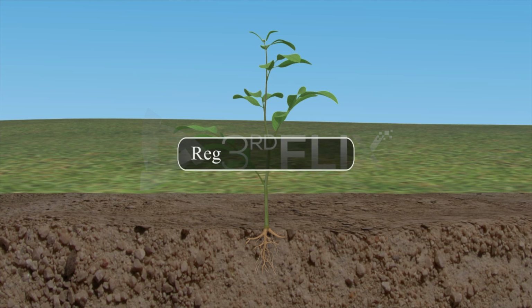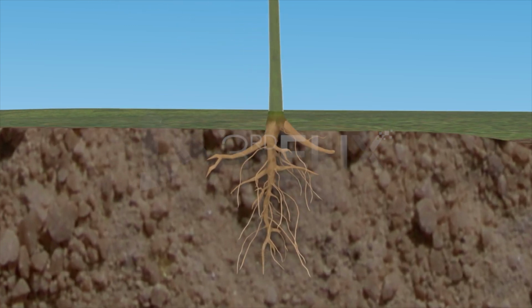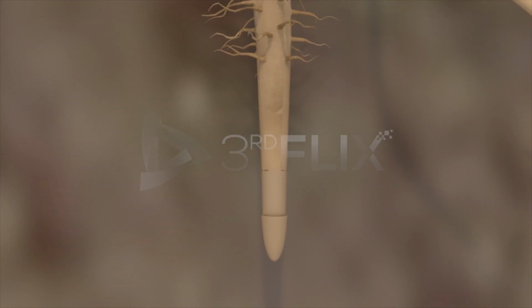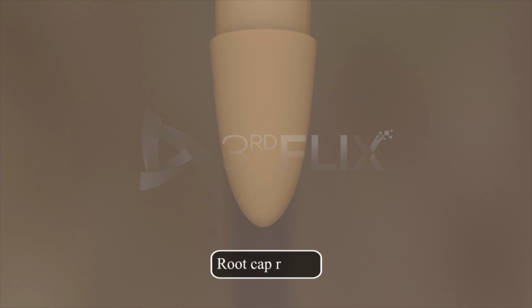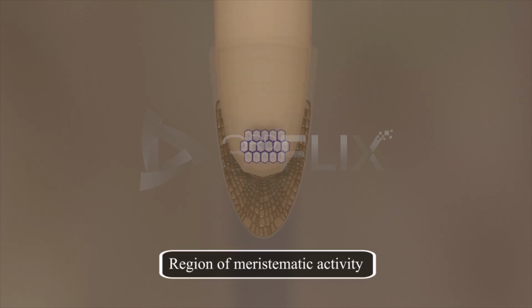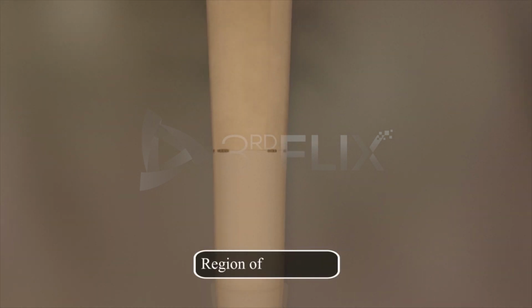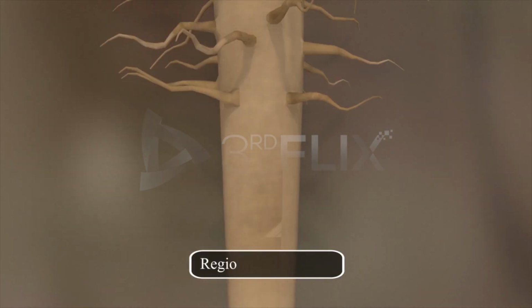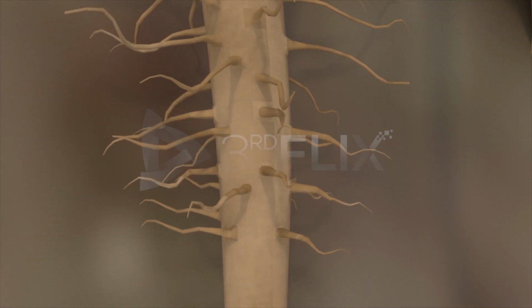Objective: to study about regions of the root. The young taproot has 4 regions. They are root cap region, region of meristematic activity, region of elongation, and region of maturation.